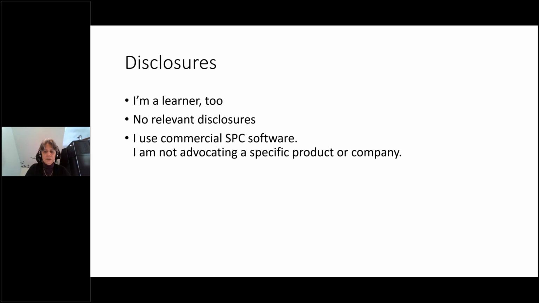One is I'm a learner too. I know something about run charts and control charts, but there's plenty more to learn. I have no relevant disclosures. I do use a commercial statistical process control chart software, but I'm not advocating for any specific product or company.